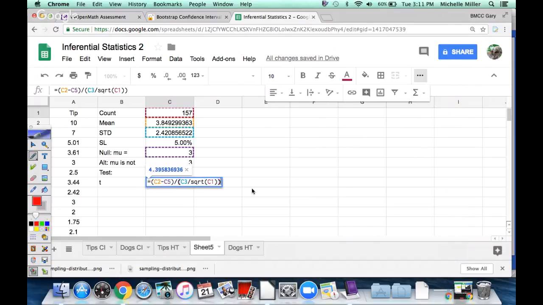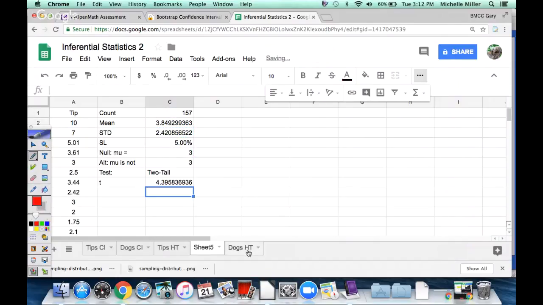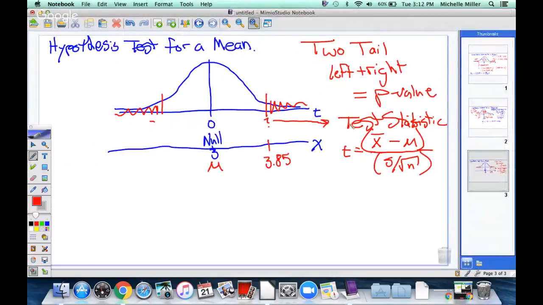Close the square root, close the denominator, hit enter, and I get a t-score of about 4.396 if I go to 3 decimal places. So back to my picture, the t-score here is about 4.396. That's how many standard deviations this number is to the right of believing the mean is $3. So 85 cents higher is about 4 standard deviations higher for a sampling distribution with n being 157. All of that is relevant.